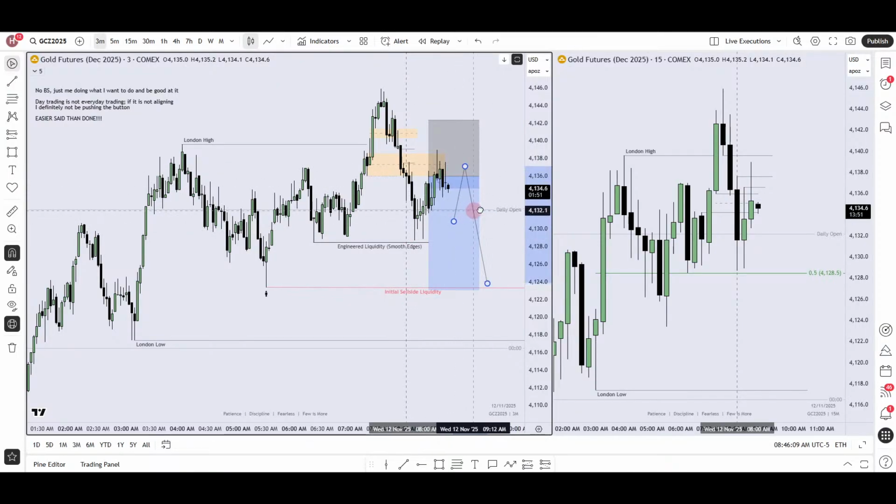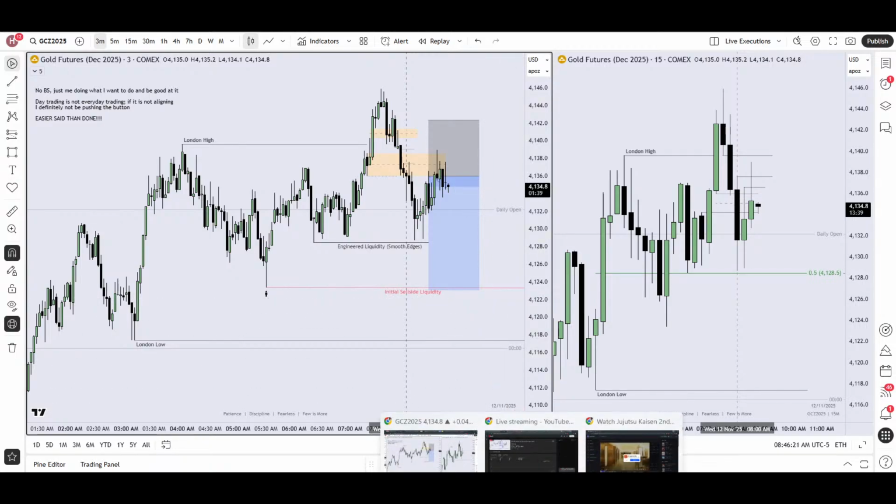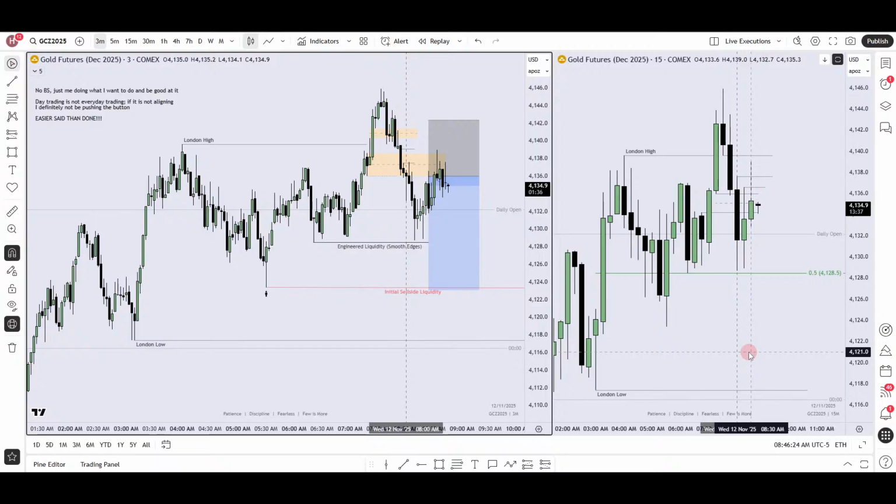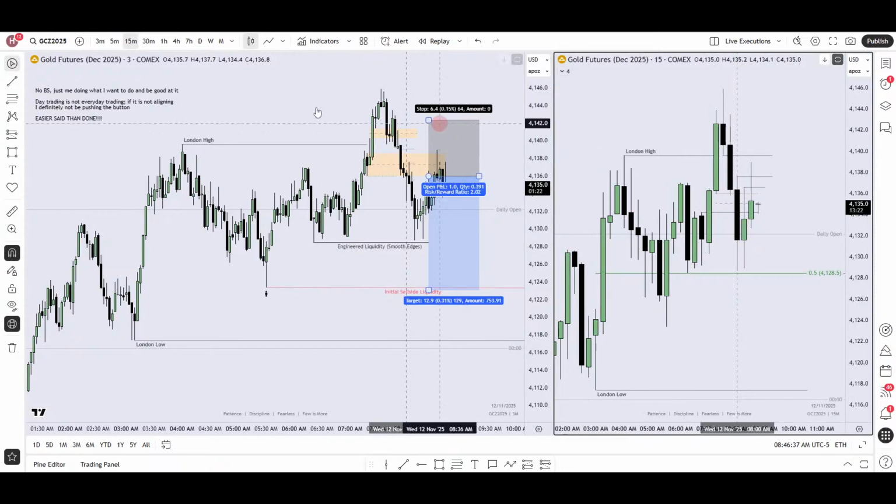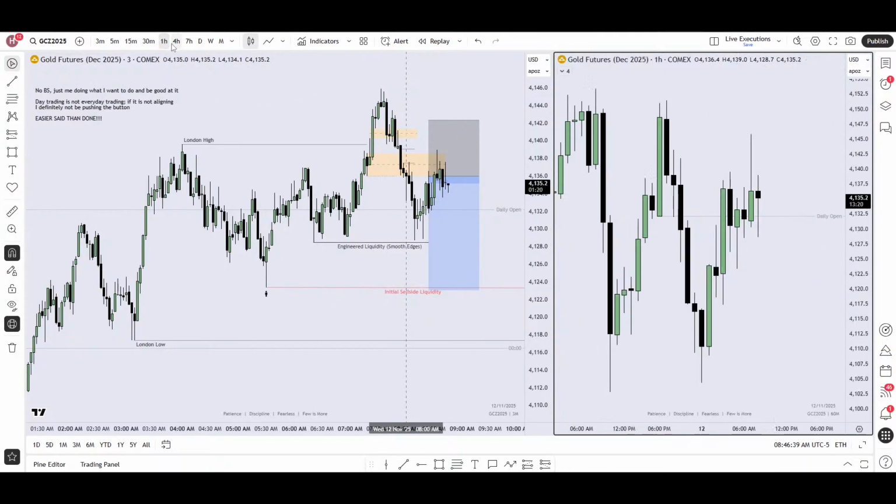Let me move this guy to one side. I'll just delete this. That's the idea. That's what I'm looking at. So we'll see if we're gonna get the move. We're about to go into another 15 minutes, it's gonna be 9 a.m. Then we'll have a new hourly candle formation. We'll see how the 1 hour is.